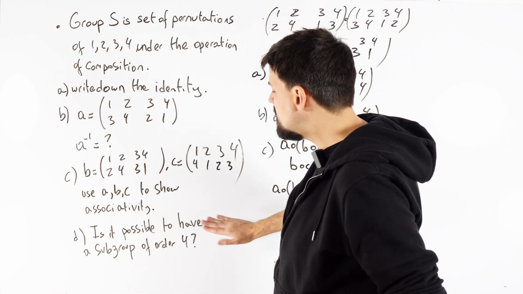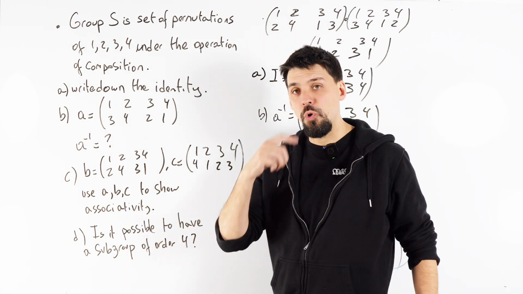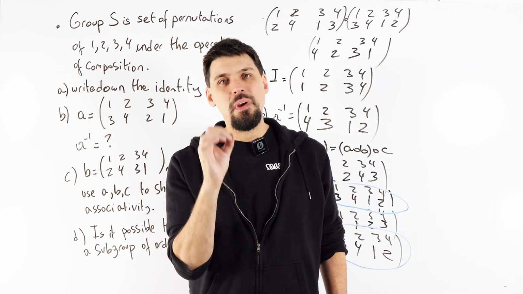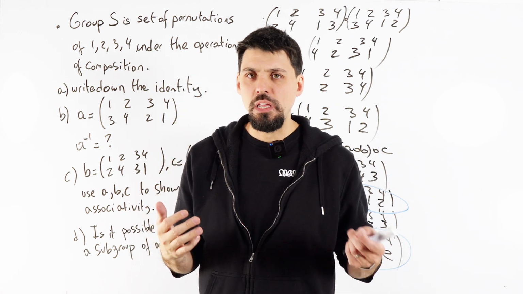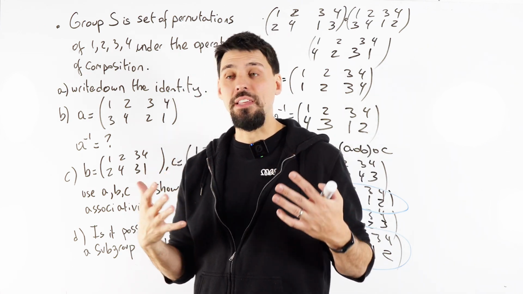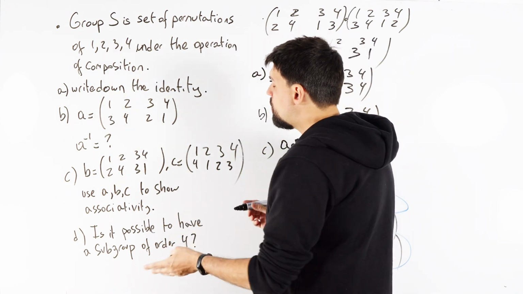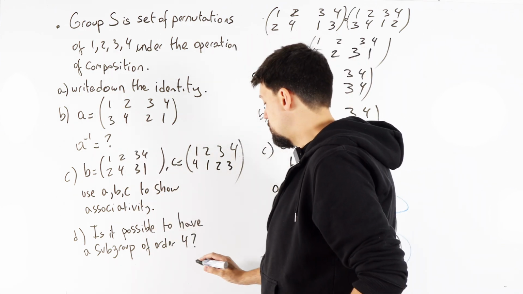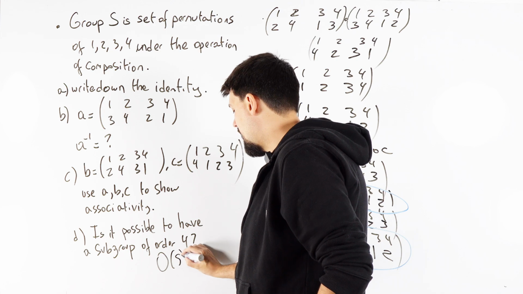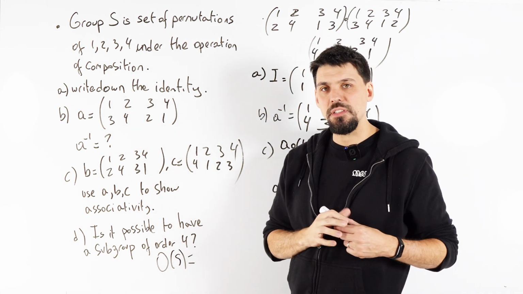Okay, is it possible to have a subgroup of order 4? Now, we're not saying there is one, but is it at least possible? Is it something that I can rule out, yes or no? Well, the real question is what is the order of the group, right? What is the order of S? i.e., how many elements does it have?